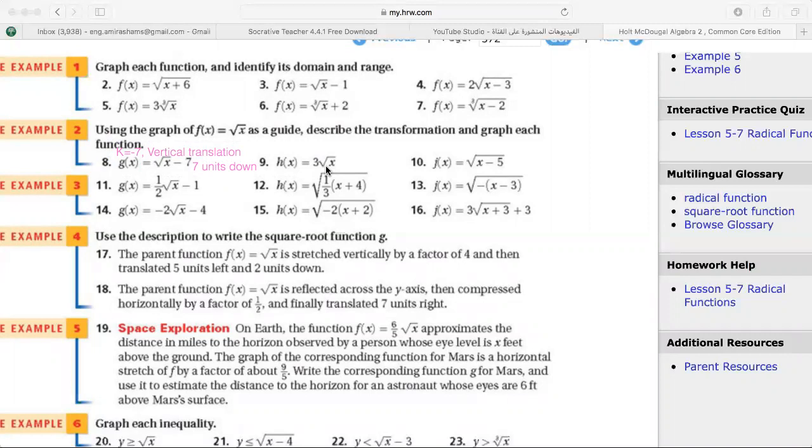3 square root of x. So there is a number multiplied by the whole function, a. If a is greater than 1, it will be a stretch. So it is a vertical stretch by a factor of 3. So a here is equal to 3. So it is a vertical stretch by factor 3.